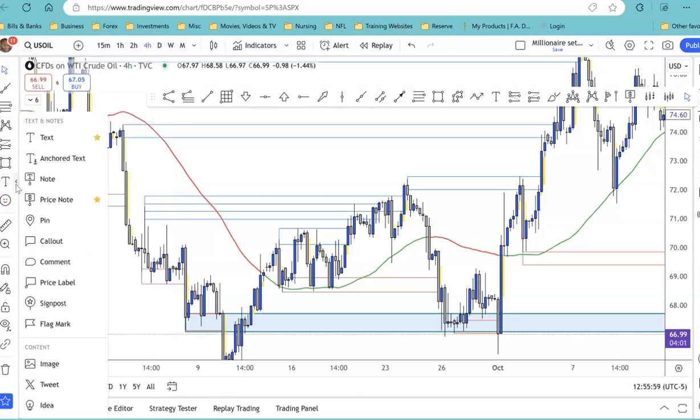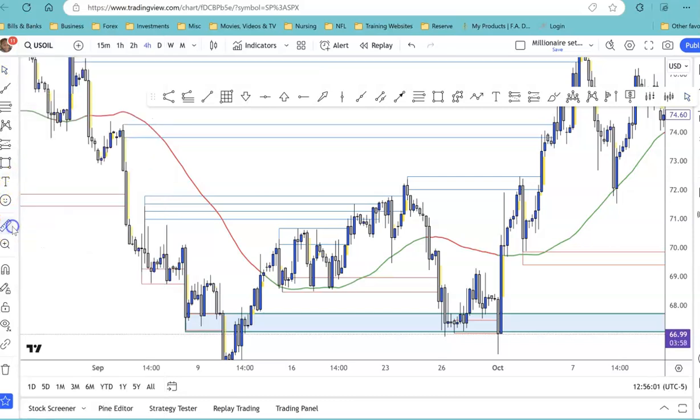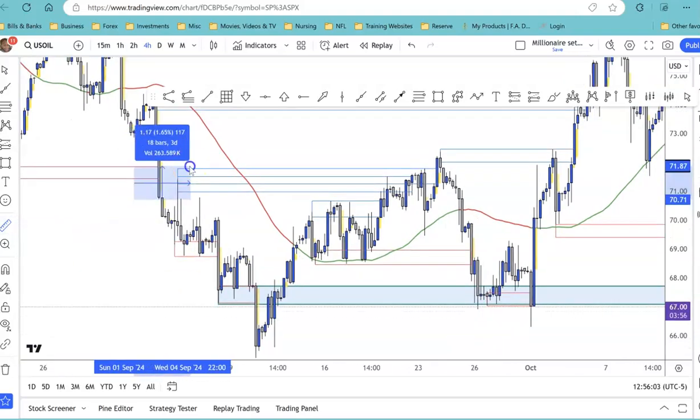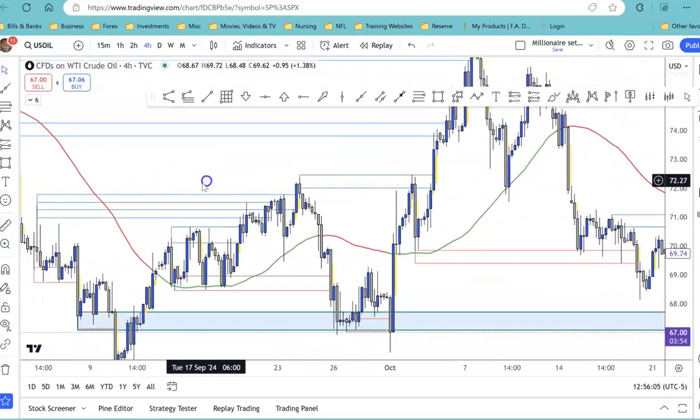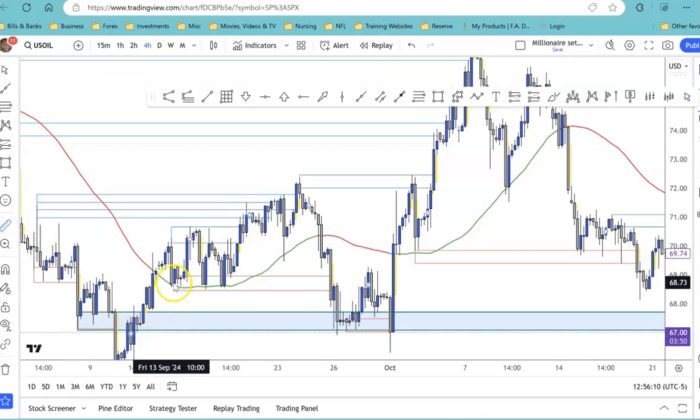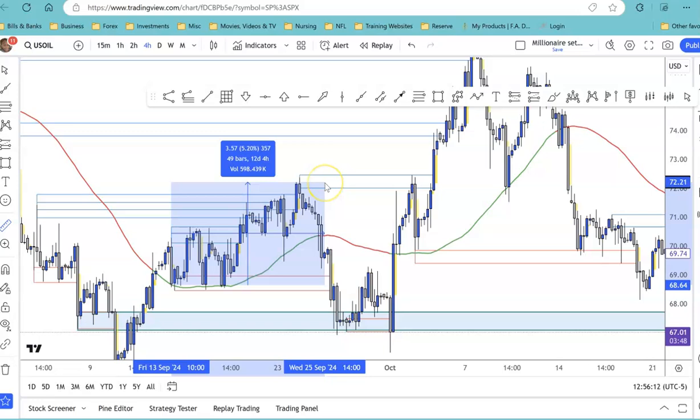So didn't get it, so I'm not in the trade. Let me see this ruler. There we go. This is what I was looking for. So from here, the retest from here to here, that's about 357 pips. It would have taken 10 days to get to this point.